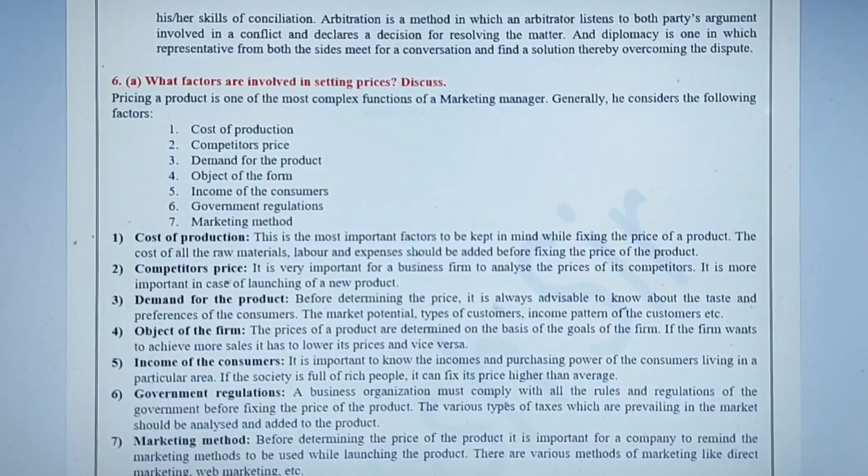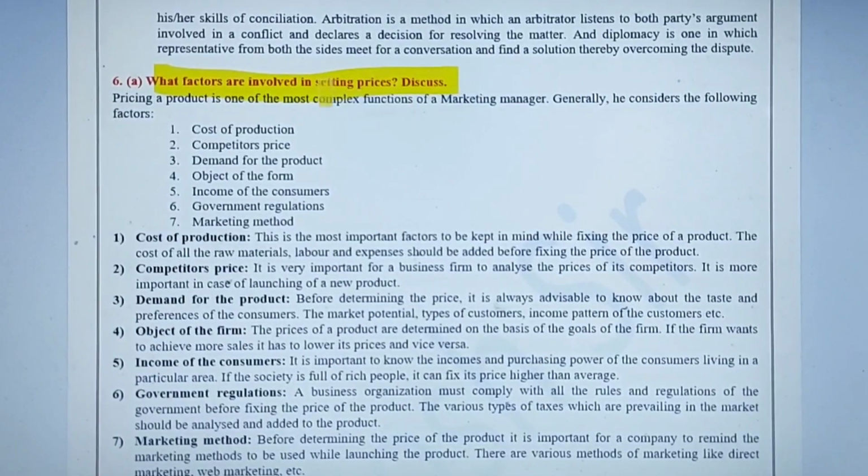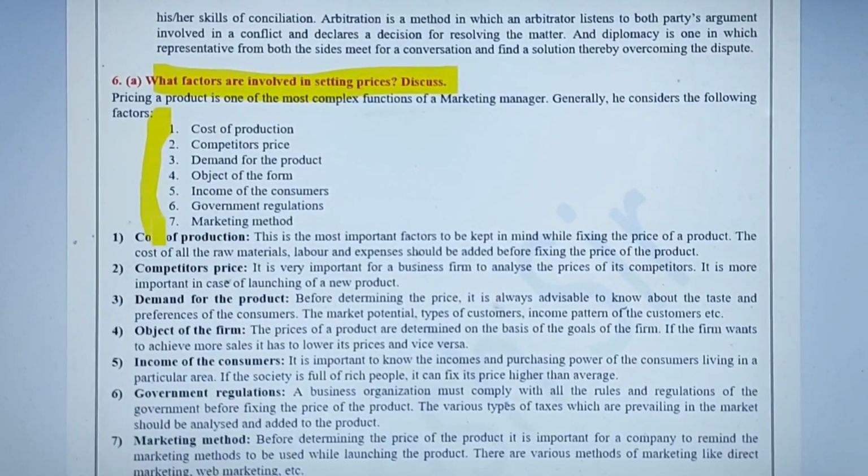The next question, 6 part A, what are the factors involved in setting the prices? So when you set prices of the product and services, what factors do you consider? Now I have written here 7 factors. The first is cost of production. That is obvious, everybody knows about this.